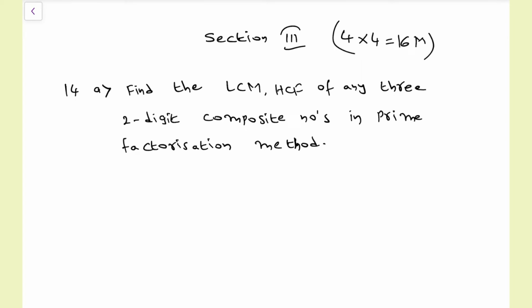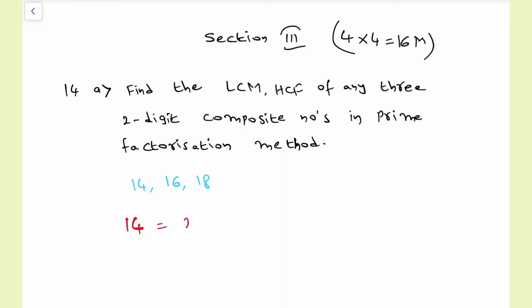Okay, coming to question number 14A. Find the LCM as well as HCF of any three two-digit composite numbers, only by the prime factorization method. So first, let us pick the two-digit numbers: 14, 16, 18. Three numbers I have, and those three are two-digit numbers only, and all three are composite numbers only. Now he is asking to find those values with the prime factorization method only, right? So let us find it out.